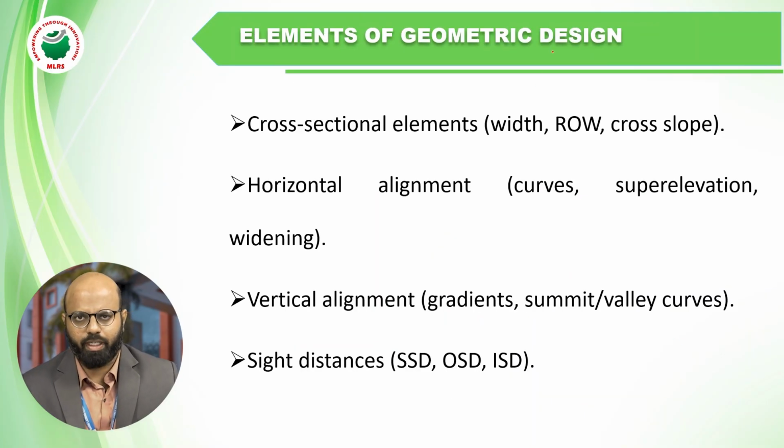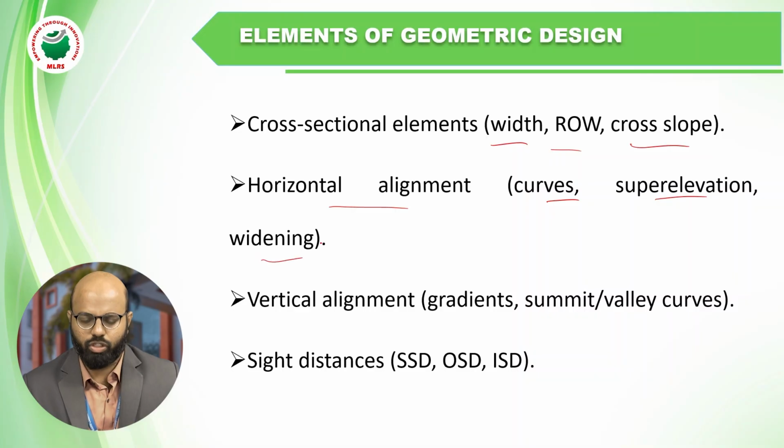What are the elements of geometric design? Cross-sectional elements, that is formation width, right of way, and cross slope, that is camber. Horizontal alignment. What do you mean by alignment? It is the laying out of the center line of the road. There are two types of alignment: horizontal and vertical alignment. Horizontal alignment involves curves, super elevation, and extra widening. Vertical alignment involves gradients, summit and valley curves. And there is sight distance. Three types of sight distance are there: stopping sight distance, overtaking sight distance, and intermediate sight distance.